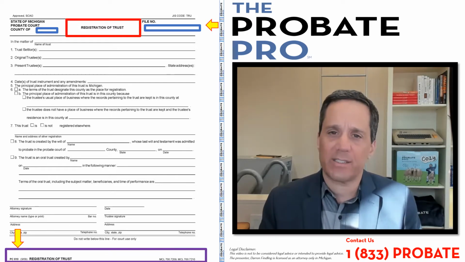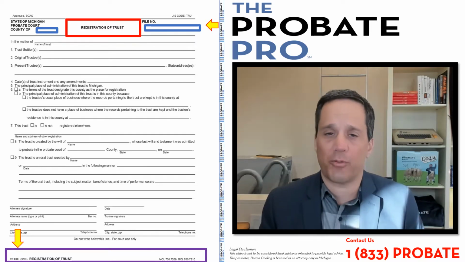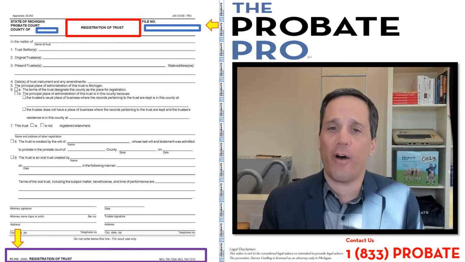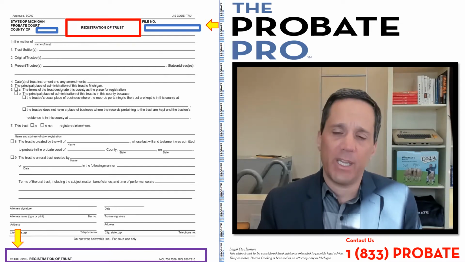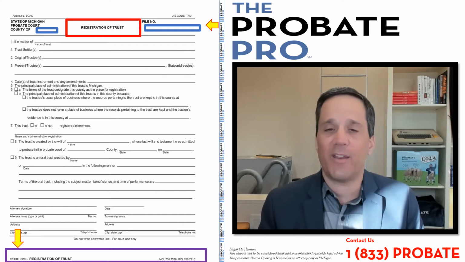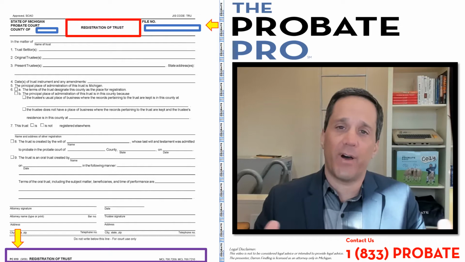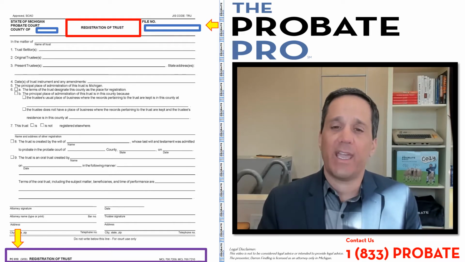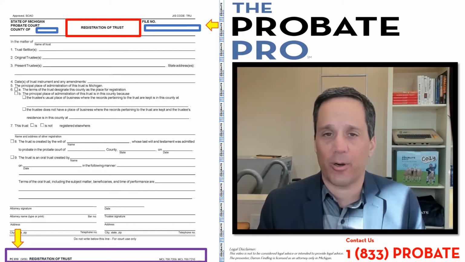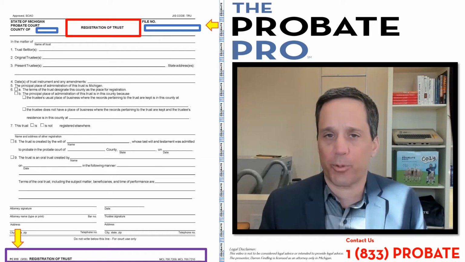With trusts in Michigan, there is no requirement for the probate court to have jurisdiction over it. In fact, the trust is often created for the purpose of being administered outside of probate court involvement. That's why a lot of people prepare estate plans with a will and a trust, so that if they fund their trust, they can avoid probate altogether. But there are times that trusts need to be registered with the probate court.